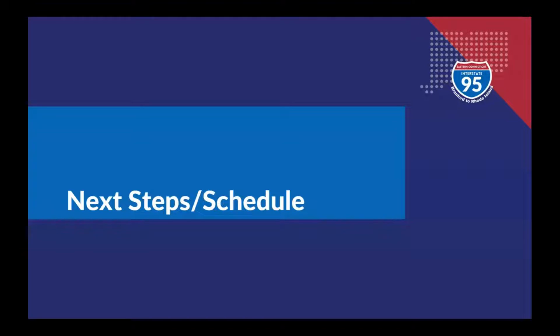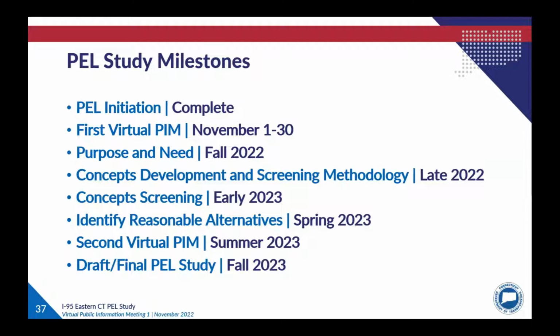So here are a few next steps to keep in mind following the first virtual public information meeting. We will be finalizing the purpose and need with input from the public and resource agencies later this fall. We will be developing the concepts and screening methodology. Next spring in 2023, we will be screening the concepts and identifying the reasonable alternatives. We will then plan to hold the second virtual public information meeting next summer. Finally, we anticipate the final PEL study report for next fall 2023.